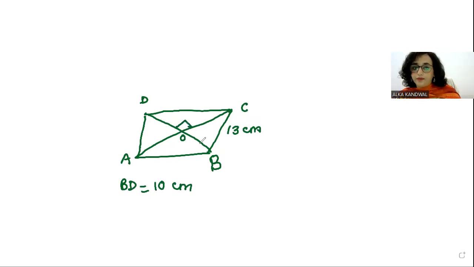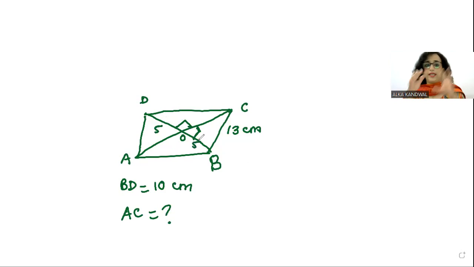And they are asking us to find AC. Now we have to find out AC. Is it fine? So these are also 90 degrees, right? The diagonals are perpendicular bisectors. So what do we know about O? This is BD, right? BD is 10, so it will be 5 and 5. Do you agree? Because they bisect each other, OD is equal to OB, so these will be 5 and 5. Now we have to find AC, so to find AC, first find OC.